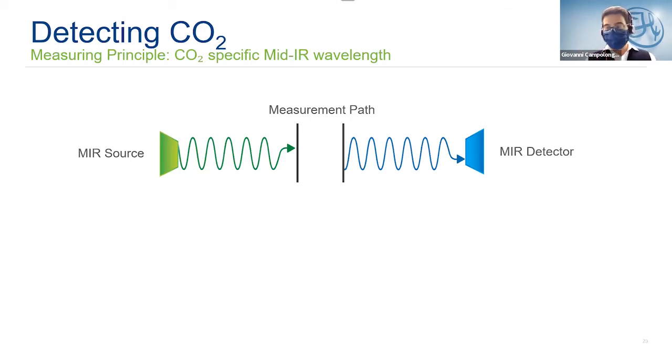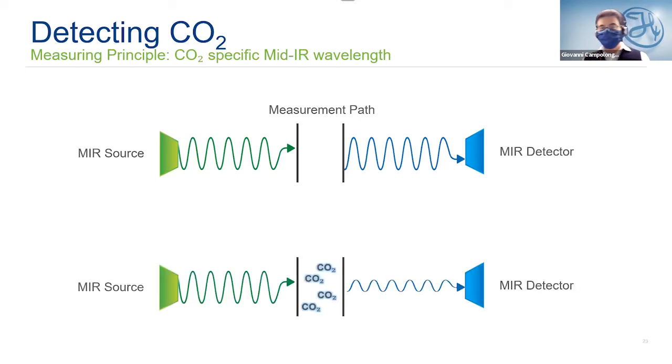In an easy way, if you just have a lamp sending middle infrared radiation and you have the detector measuring the CO2, and there are no CO2 molecules, as easy as that, 100% of the radiation goes from the source to the detector. Because there are no CO2 molecules, therefore there is no absorption.